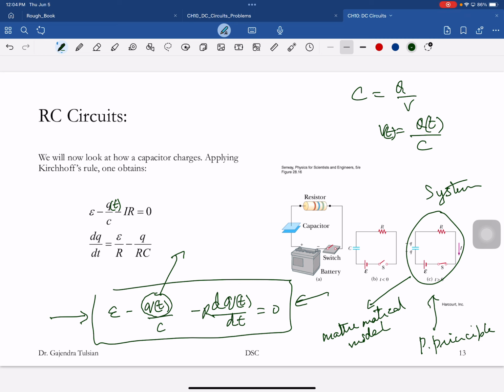Yep. And this is easy to solve. You guys are all experts at differential equations. So this is a general theme. You'll be interested in studying systems, and you use some kind of principle to come up with a mathematical model and then solve the differential equation. And more often than not, the mathematical model is a differential equation.